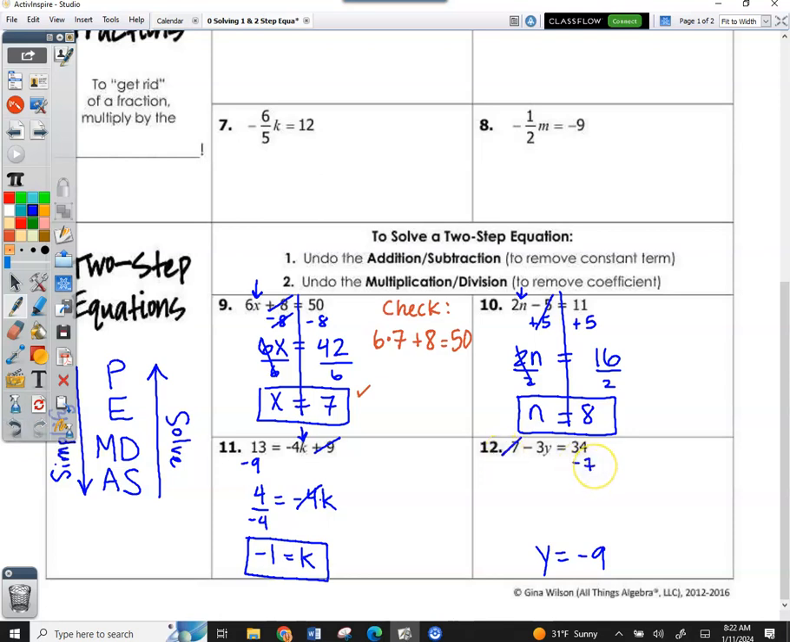So it would be -7. And then 34 minus 7. And then we're going to divide by -3, and that's where you end up with -9. All right, go to the back. Let's look at 13 through 18.